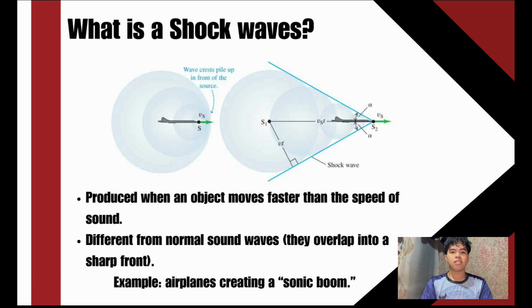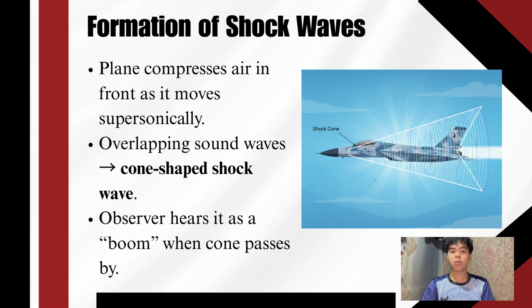So first, let us understand what shock waves are. Shock waves are produced when an object moves faster than the speed of sound in air. Unlike normal sound waves, which spread out smoothly in all directions, shock waves are different because the sound waves pile up and overlap, creating a sharp and powerful front. A very common example of this is an airplane moving at supersonic speed. As it breaks the sound barrier, it produces a sonic boom that can be heard by people on the ground.